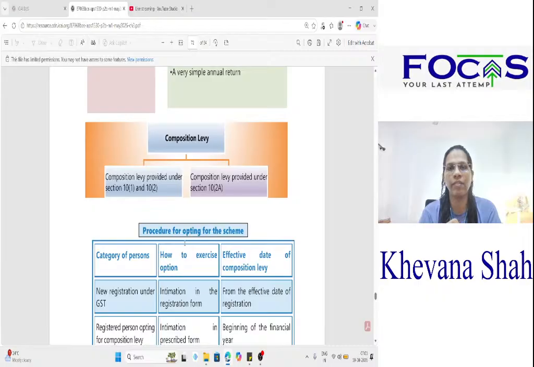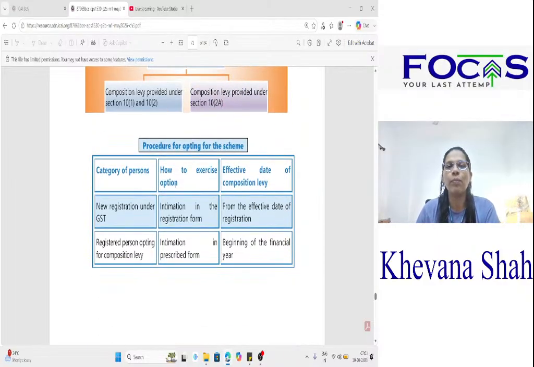Now, composition levy is provided under section 10.1, 10.2 and 10.2a. So we have three subsections wherein you can opt for composition levy. So the very first section that you will be checking for composition levy is section 10.1. Now, if you are not eligible for section 10.1, then you can check if you are eligible for section 10.2. And in case you are not eligible for either of sections 10.1 and 10.2, then you will check section 10.2a for applying the composition levy, that is, whether you are eligible to opt for composition levy or not.